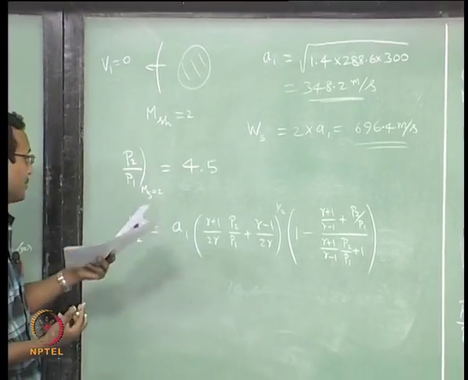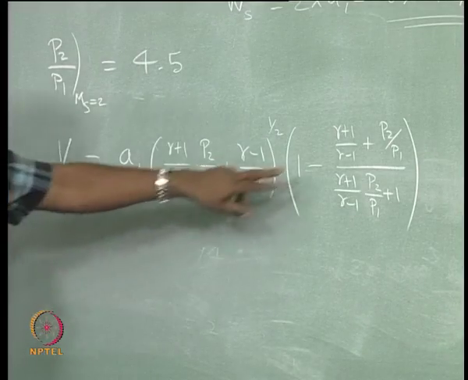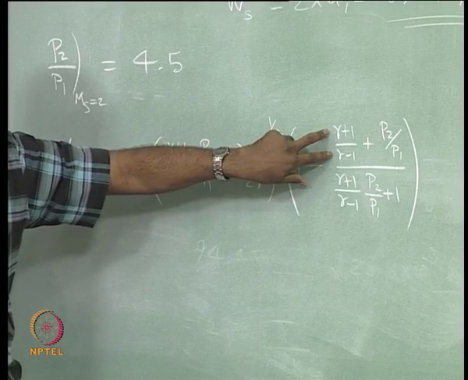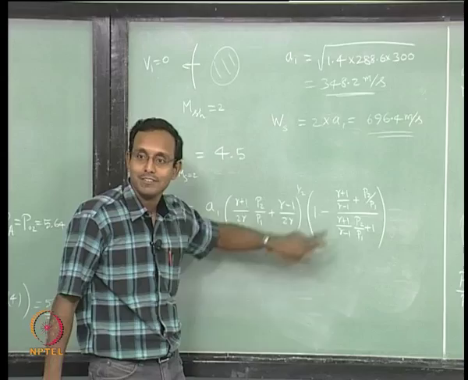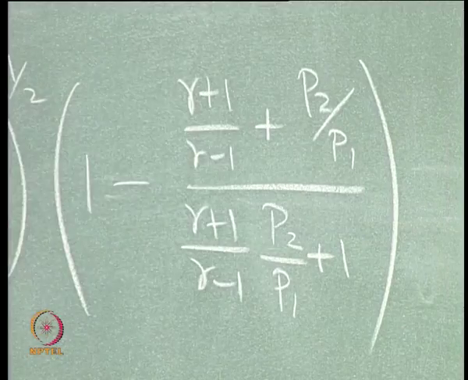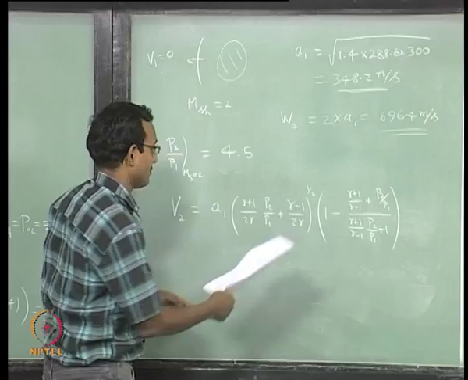Now, all I have to do is substitute numbers for this. By the way, I should get used to gamma plus 1 by gamma minus 1 for gamma equal to 1.4. We already did the number. What is that number? 2.4 by 0.4, 6. Okay. It will be 6 plus 4.5 divided by 6 into 4.5 plus 1, like that you will get.